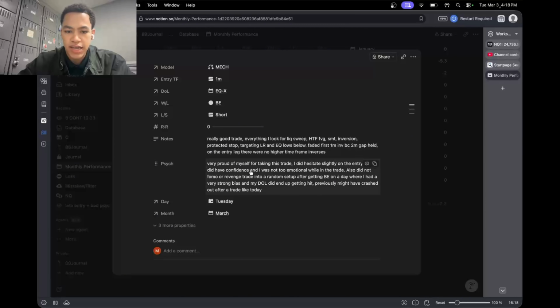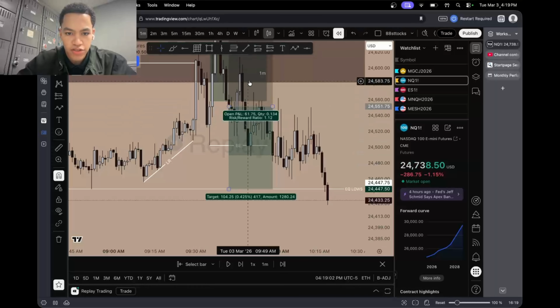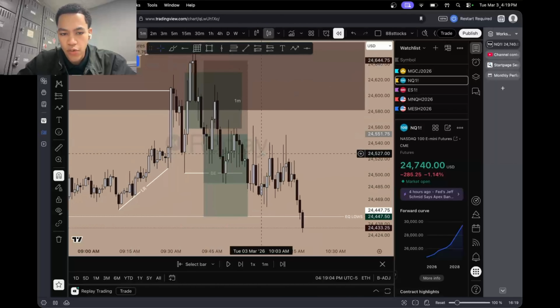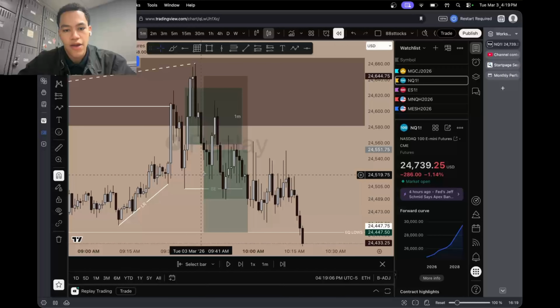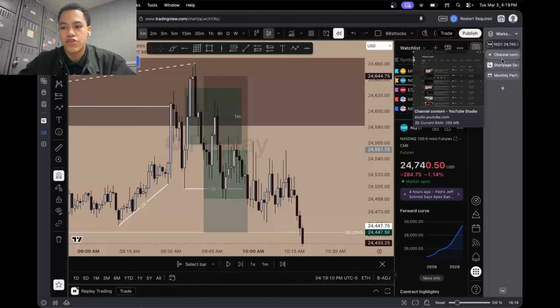And as far as my psych, it was good today. I was just proud that I took the trade because I did hesitate a little bit, but I still got in it. I was still confident. I didn't get emotional, especially on this 9:45, and we started pumping up pretty heavy. I wasn't worried about it hitting my stop loss or us not hitting break even yet or anything like that. I was just kind of waiting, letting the trade do what it wanted to do.